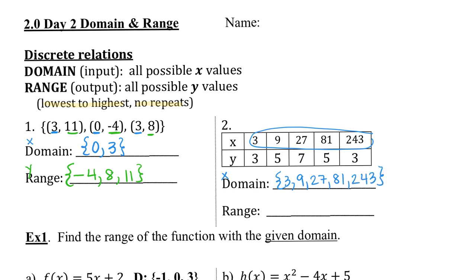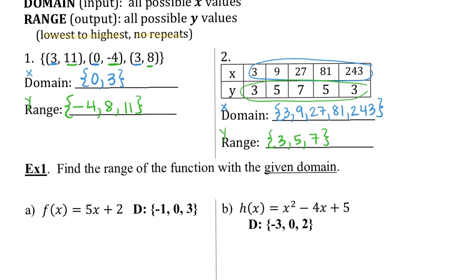Close my set. Okay, for my range, that's the y values. Those are these ones. I'm using set notation. It has to be the curly one because that means a list. Okay, lowest is 3. I don't have to list the 3 twice. It's just 3, then the 5s, then the 7. So my range is 3, 5, and 7.